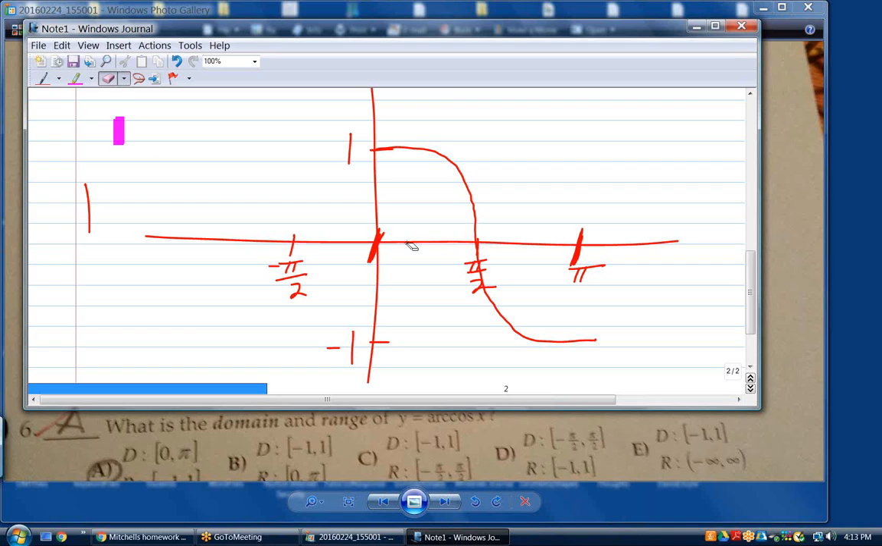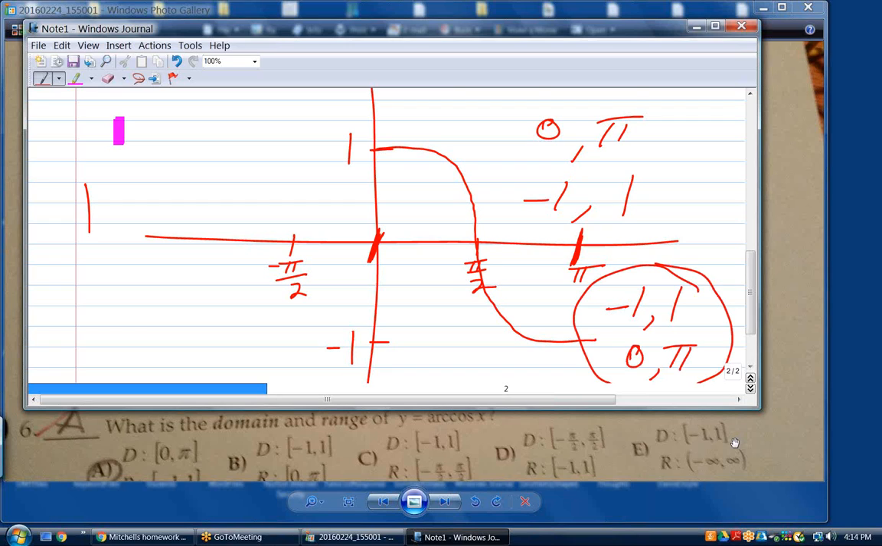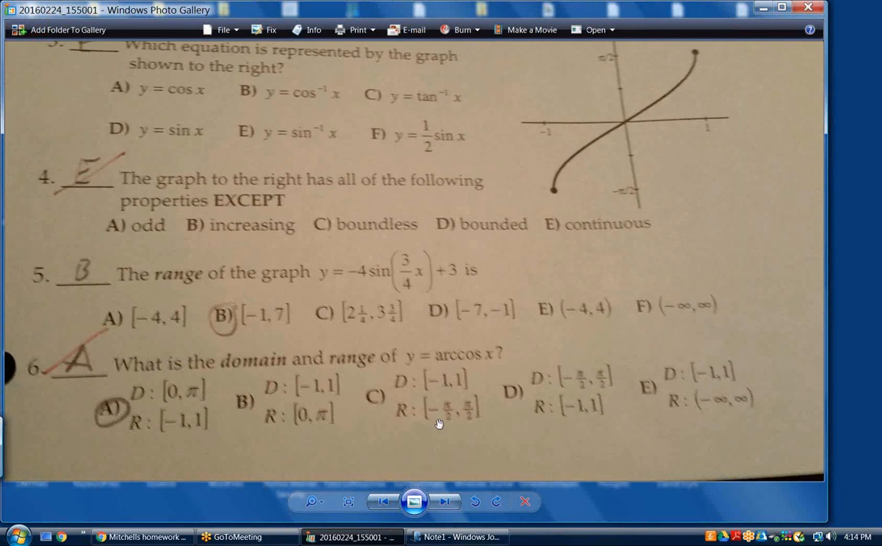What's the domain of this function? 0 to pi. What's the range of this function? Minus 1 to 1. So when I take its inverse, these are going to switch. So the domain becomes minus 1 to 1. The range becomes 0 to pi. So there's the answer we're looking for. Minus 1 to 1 for the domain, which is answer B, C, and E. And 0 to pi, right there. B is the answer.